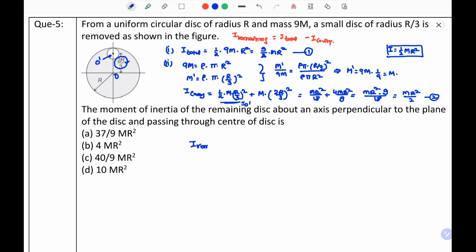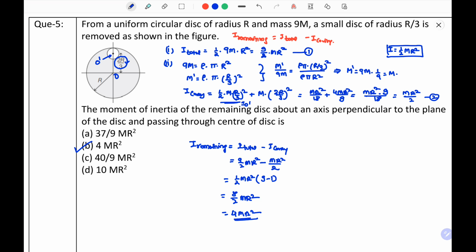Moment of inertia of the remaining portion about the axis passing through the center of the original disk and perpendicular to the plane will be equal to I total minus I cavity or removed portion, and it is equal to, from equation 1, I total is 9 by 2 mr square, and from equation 2, I cavity is mr square by 2. So it is equal to 1 by 2 mr square into 9 minus 1, and it is equal to 8 by 2 mr square, and it is 4 mr square. So option B is the correct option.